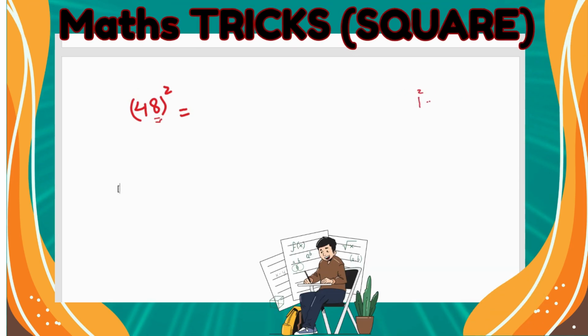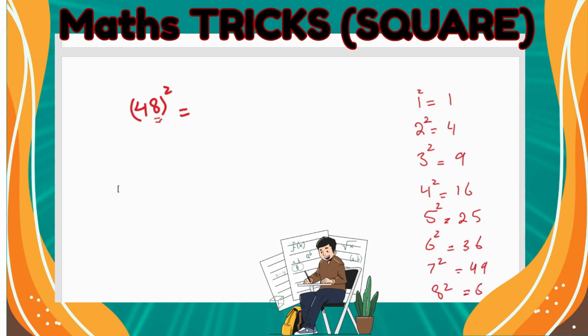But you should know the square numbers of all the numbers. Let me write down all the squares. 1 square is 1, 2 square is 4, 3 square is 9, 4 square is 16, 5 square is 25, 6 square is 36, 7 square is 49, 8 square is 64, 9 square is 81, and 10 square is 100. So these are the square numbers we have.